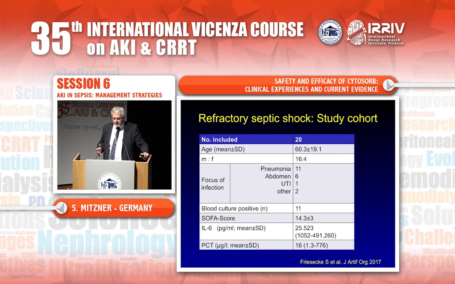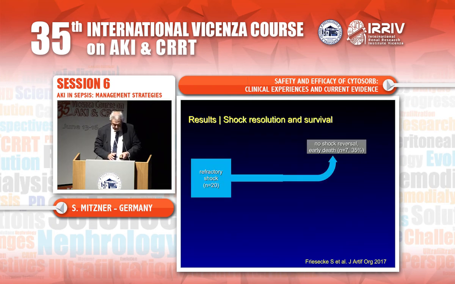What human data do we have? No good control data yet, but there are some case series, and one is just published. A lot of the literature is from the last year, this year. These were 20 patients in what these colleagues call refractory septic shock. So the sepsis bundle was in place, but they had an ever-increasing lactate level or norepinephrine dosage need, more men than women. And you see the typical mixture: some 14 to 15 SOFA points, 25,000 IL-6 mean, and an increased procalcitonin.